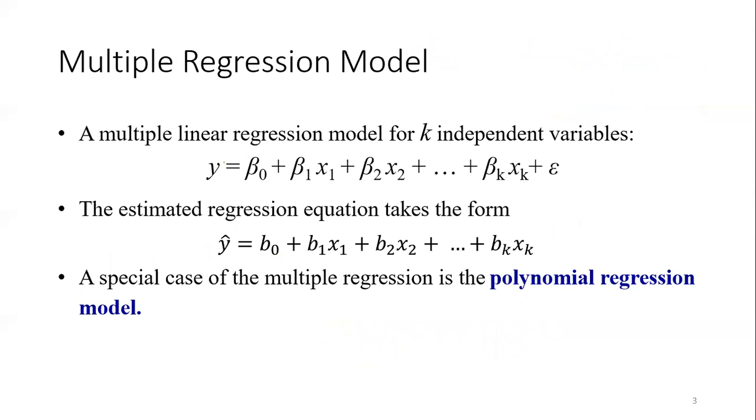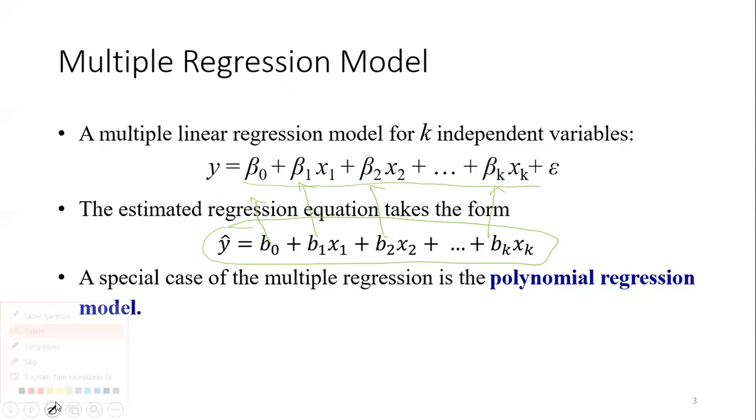This is our regression line, and this is the estimated regression line. So I have B0 for beta 0, B1 for beta 1, B2 for beta 2, Bk for beta k. So this is what we have.